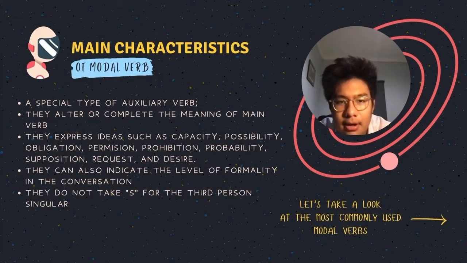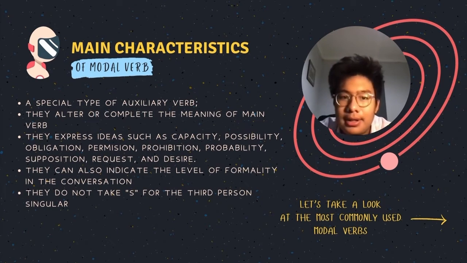Main characteristics of modal verbs. A special type of auxiliary verb. They alter or complete the meaning of the main verb. They express ideas such as capacity, possibility, obligation, permission, prohibition, probability, supposition, request, and desire. They can also indicate the level of formality in the conversation. They do not take S for the third person singular. Let's take a look at the most commonly used modal verbs.